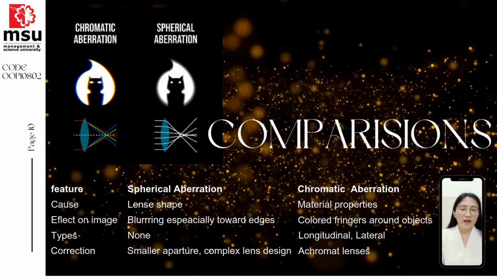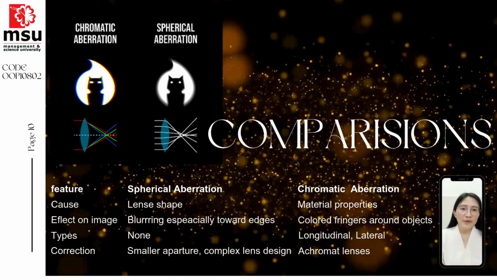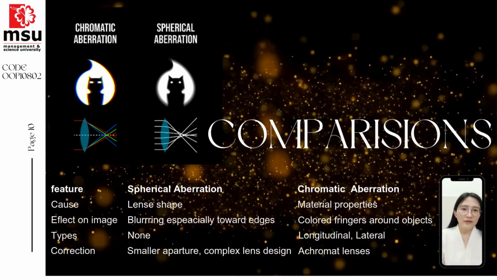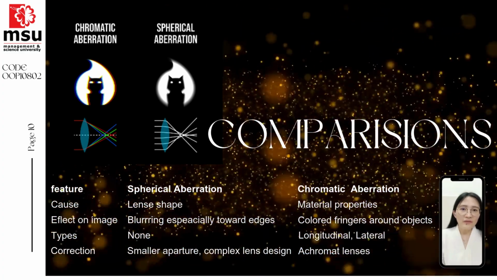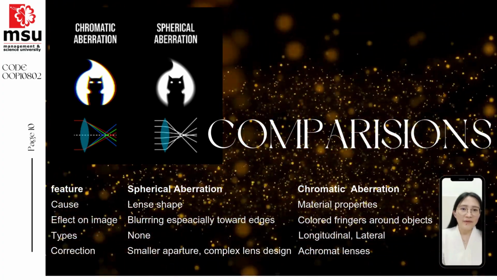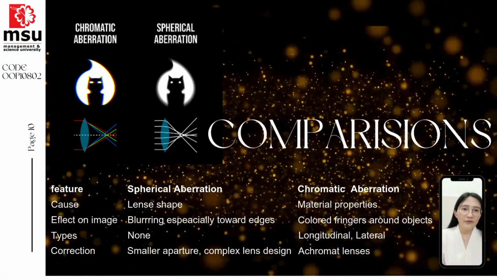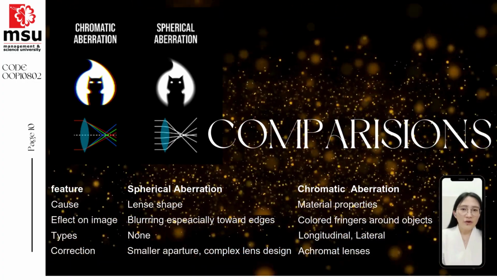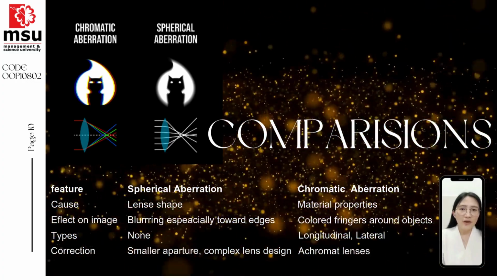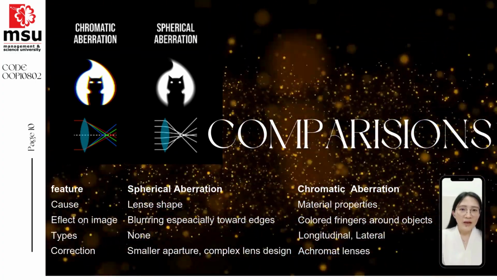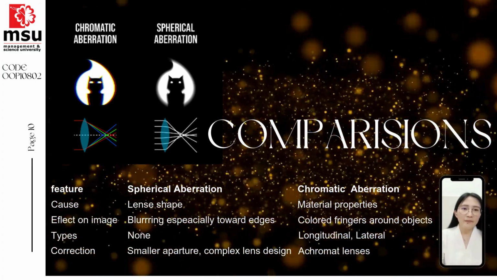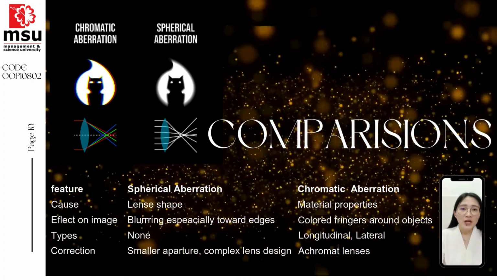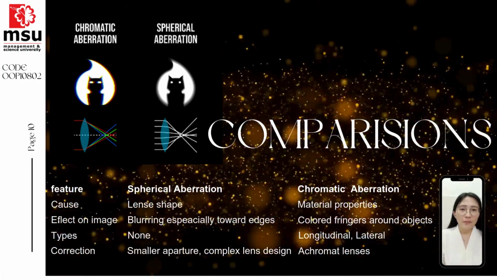In corrections, spherical aberrations can be mitigated by using a smaller aperture or by using specially designed lenses of more complex shape. However, chromatic aberrations can be corrected by using achromat lenses, which combine lenses made from different materials with different dispersion properties.